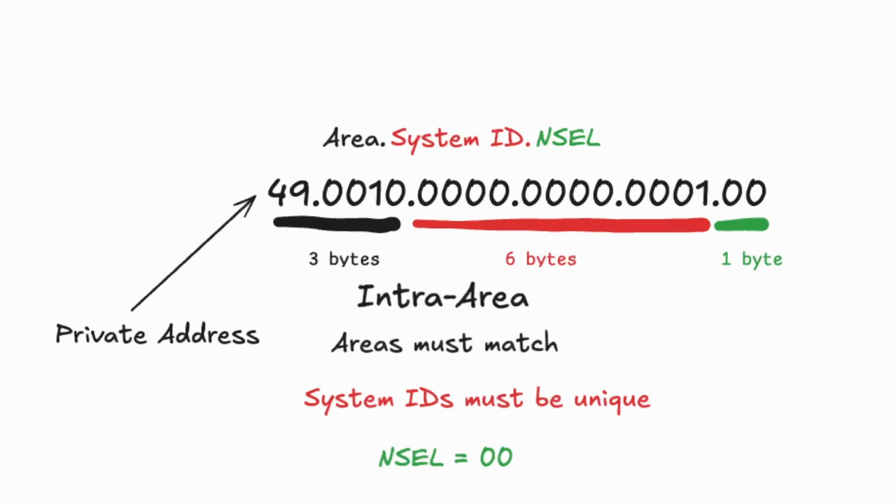Here's an example. The 49 is akin to RFC 1918 for IPv4. The 0010 represents the area, and the middle block comprises the unique router ID. Lastly, the two zeros at the end are the NSEL.